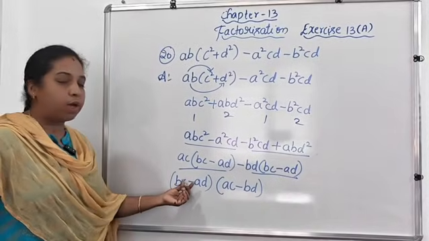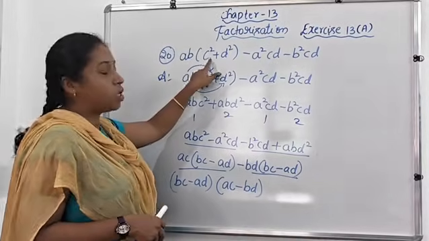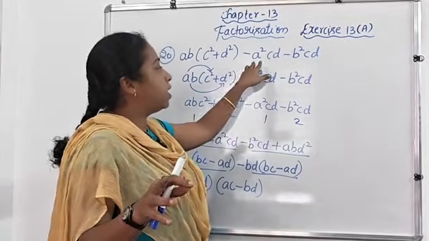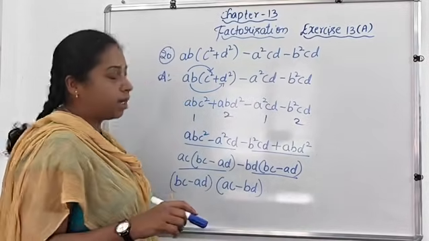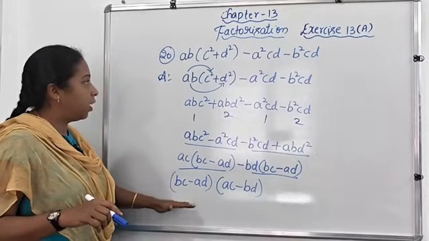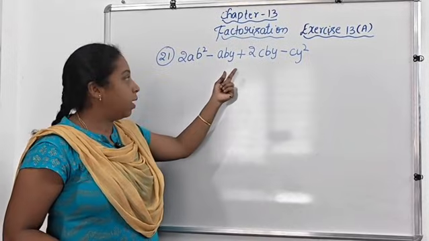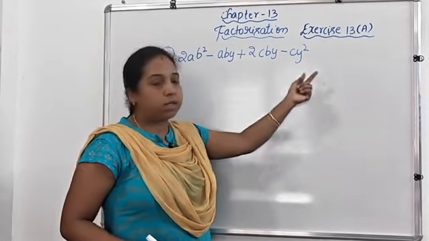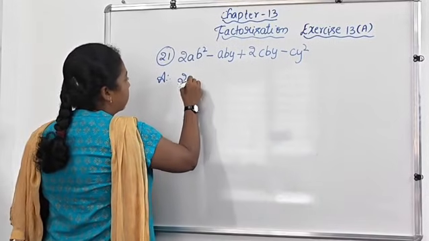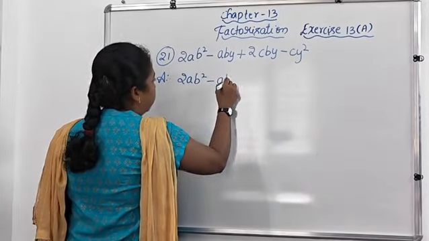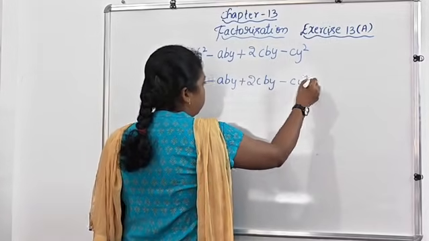So that means bc minus ad into ac minus bd are the common factors of ab into c square plus d square minus a square cd minus b square cd. Right? So this is the 20th question. 21st question is 2ab square minus aby plus 2cby minus cy square. So now we'll write the question as it is: 2ab square minus aby plus 2cby minus cy square.